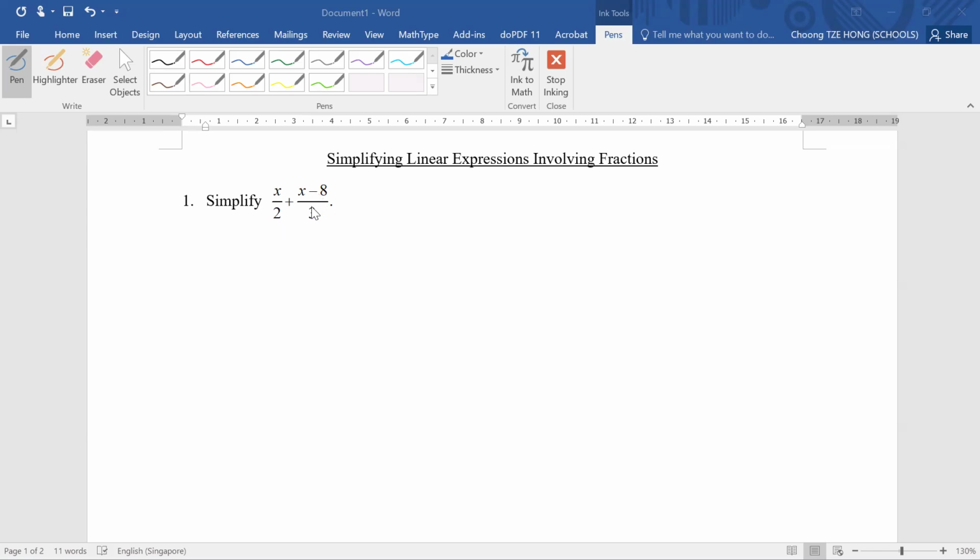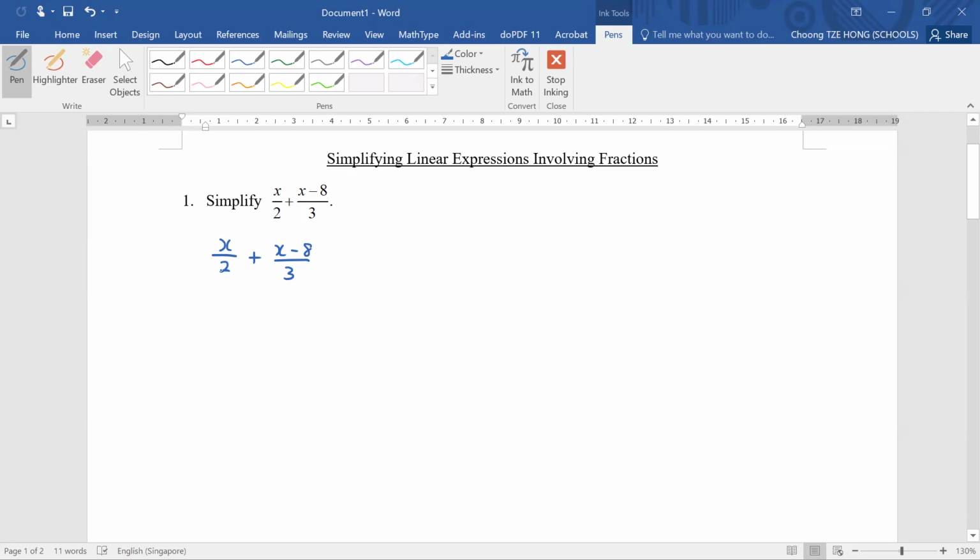If you recall, whenever you add fractions, the first step is to make the denominator the same. So in this question we have x over 2 plus x minus 8 over 3. What will be the lowest common multiple of 2 and 3? It should be quite obvious that it will be 6, right? So we need to make the denominator 6 before we can combine the two fractions together.